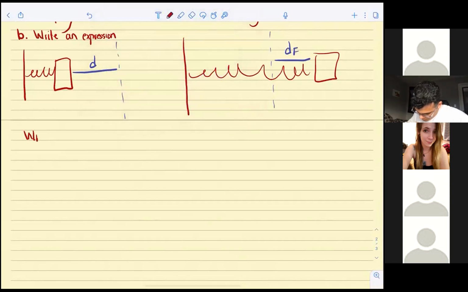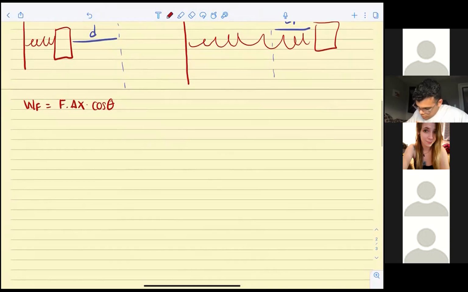The work done by friction is just the force times the displacement, right? Times cosine of theta. Well, we know the cosine of theta just gives us a minus, right? df, that's just what the problem called that distance. You could have called it D1, D2, or X1, X2. That's just what they called it.